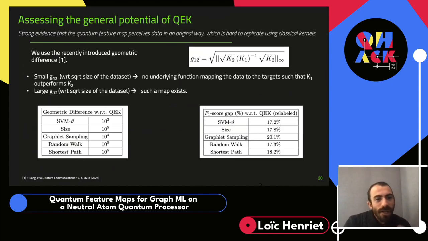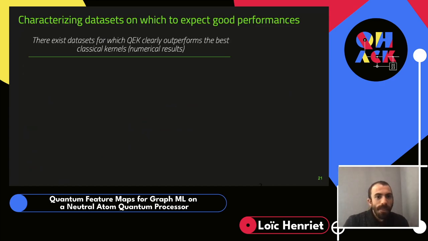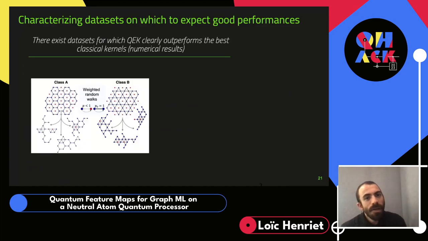So in our work, we tried to carry out the first steps in that direction. We created one synthetic data set on which our algorithm, the quantum kernel, is able to outperform classical kernels without any relabeling. This dataset is inspired by condensed matter physics. It is composed of two classes of graphs generated by walks on a triangular lattice. So class A and class B. You can see that they are very similar, but you can see some subtle differences between some instances of graphs here.